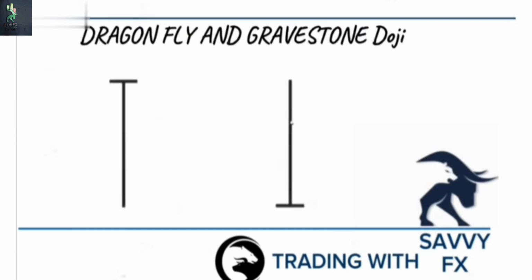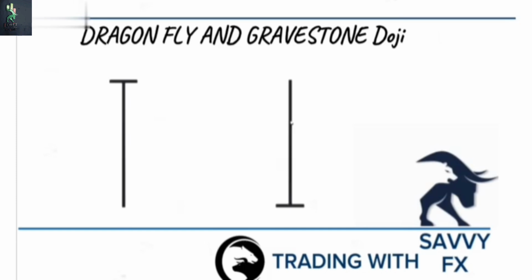Dragonfly and Gravestone Doji. The Dragonfly Doji and Gravestone Doji are quite similar to the hammer and shooting star. The key difference is that a doji represents indecision in the market. However, the Dragonfly and Gravestone Doji also indicate price rejection. If you look at this example, you'll see they closely resemble the hammer and shooting star we discussed earlier.